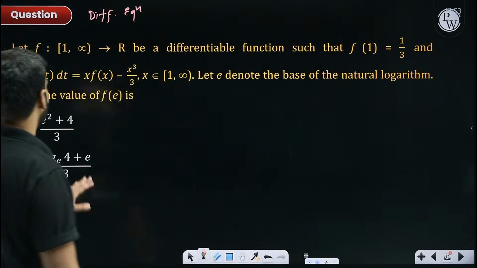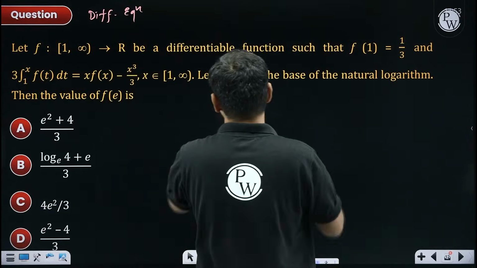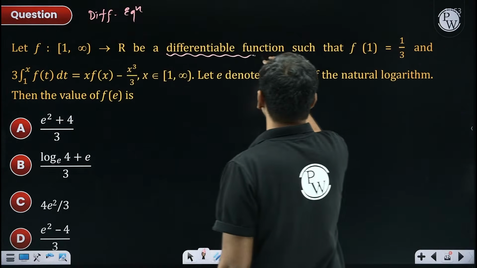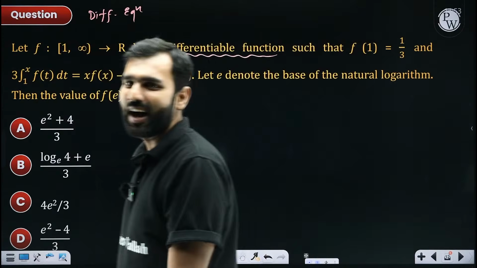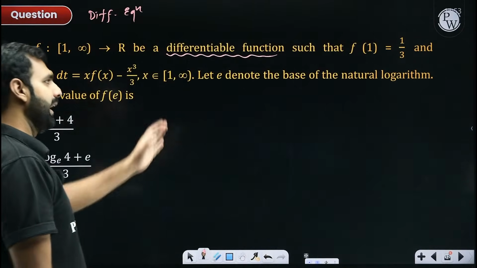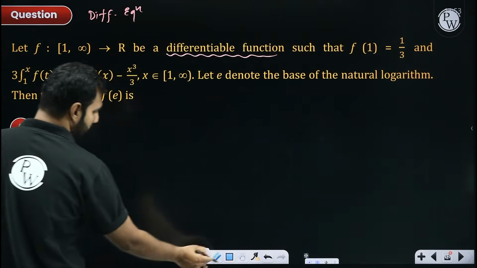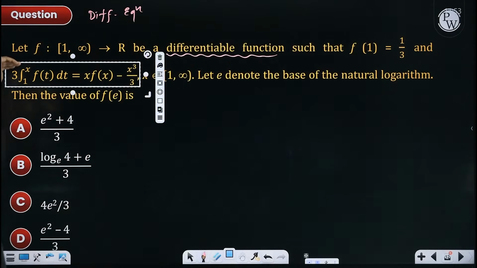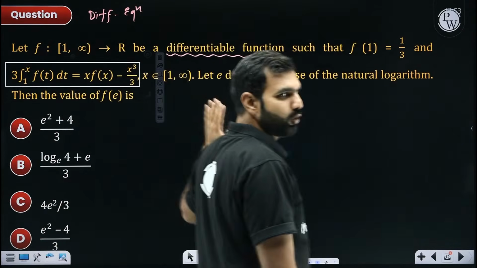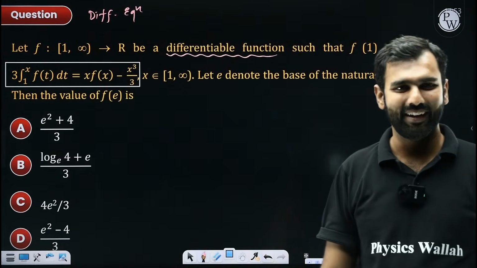With this, if I start solving this, the function on 1 to infinity is defined as f, a differentiable function. So first of all, that's the best part they have given. If it is differentiable, I am now free. Yes, Newton-Leibniz rule I'll be applying here. That's a good suggestion. f of 1 I'll utilize later. So now let's work on this information. This particular expression 3 times the integral from 1 to x of f(t) dt equals x f(x) minus x cubed by 3, where x is taking all the values from 1 to infinity.